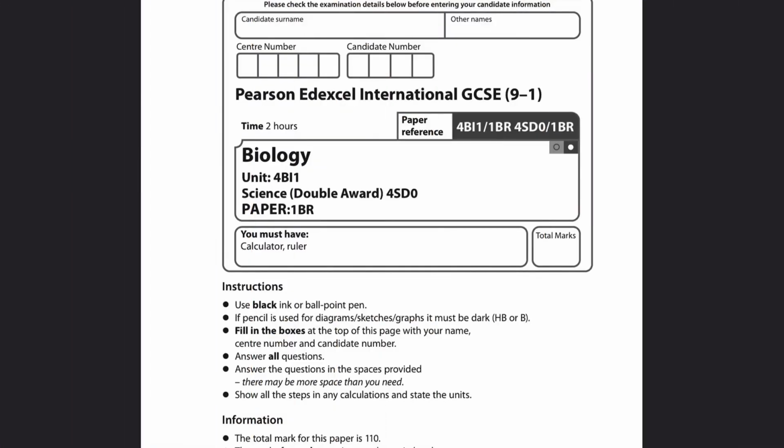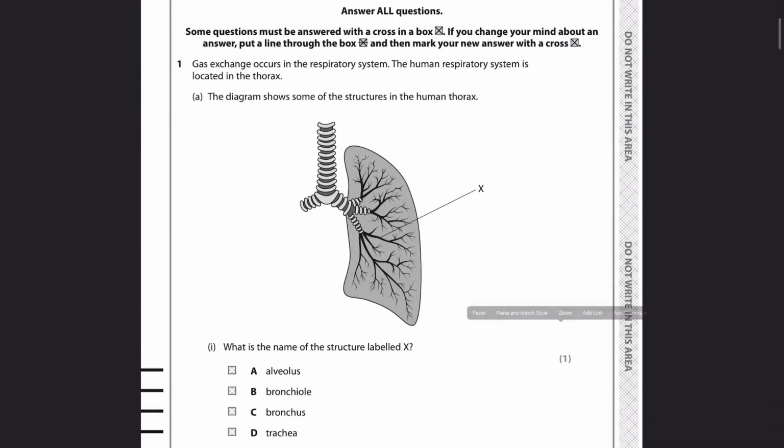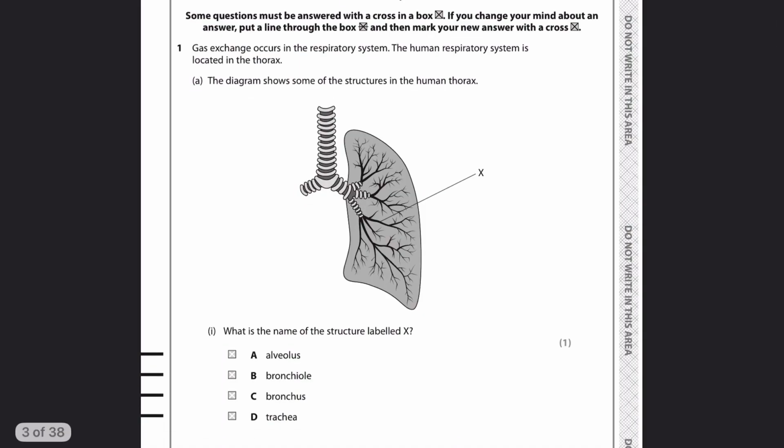This is the Edexcel IGCSE January 2023 Biology Paper 1, suitable for both double and triple award. So this question, we need to label the lung. Let's just revise the entire diagram.